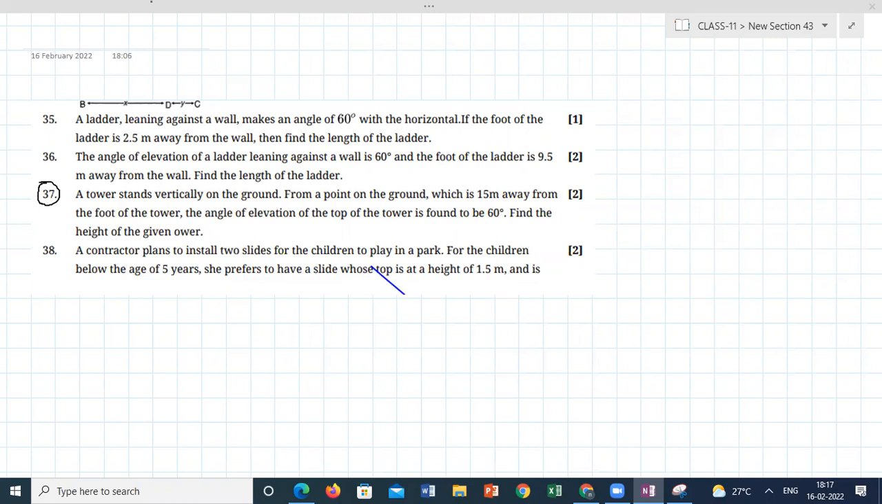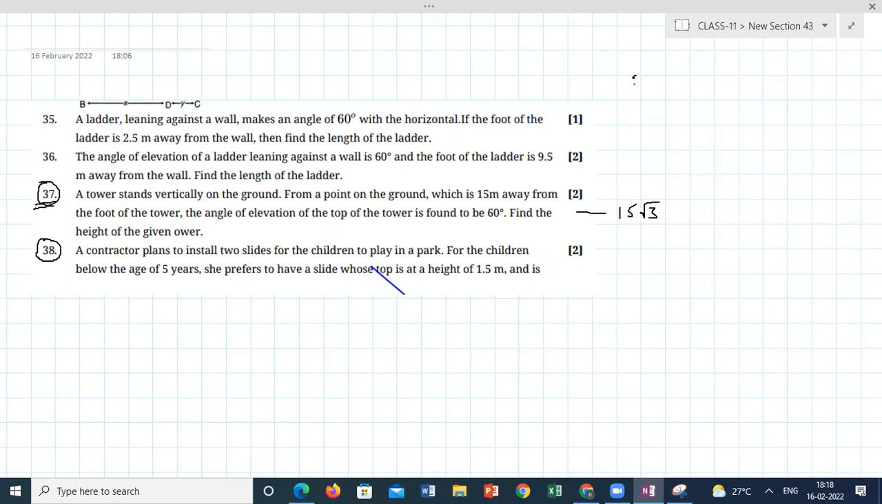Sir, is it 15 root 3, sir? That's wrong. A tower stands vertically. What is the answer you got, students? 15 root 3 is one answer. Let's see whether we are getting 15 root 3. Has everyone got 15 root 3? Amrita, Akshita, Vaishnavi? Yes, sir. Shall we go for the next question or discuss this question? Then solve question 38. Who wants 37, please let me know, I will solve it.